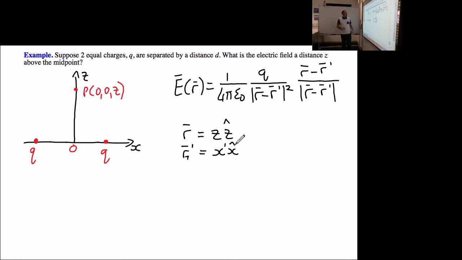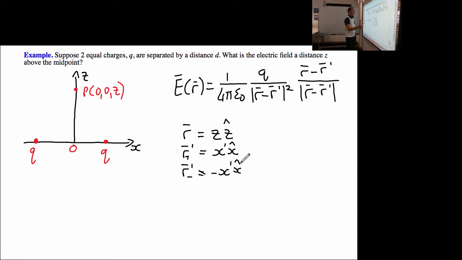Now, although it would be quite easy just to write down x hat here, the notation that we're adopting is that for all source vectors, we're going to put a prime in. So on the negative side, we're going to have an r prime minus, and this is going to be equal to minus x prime x hat.